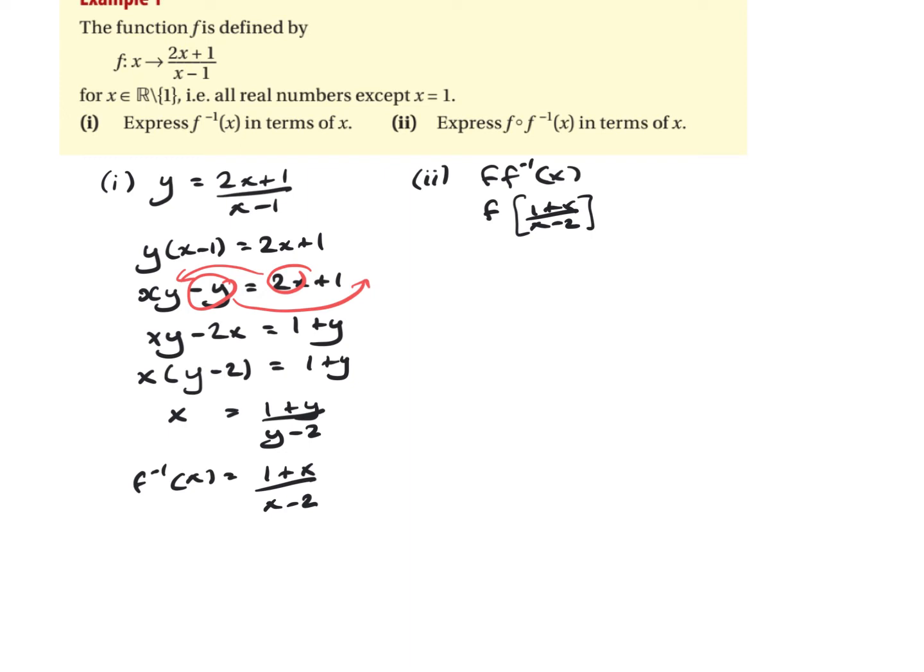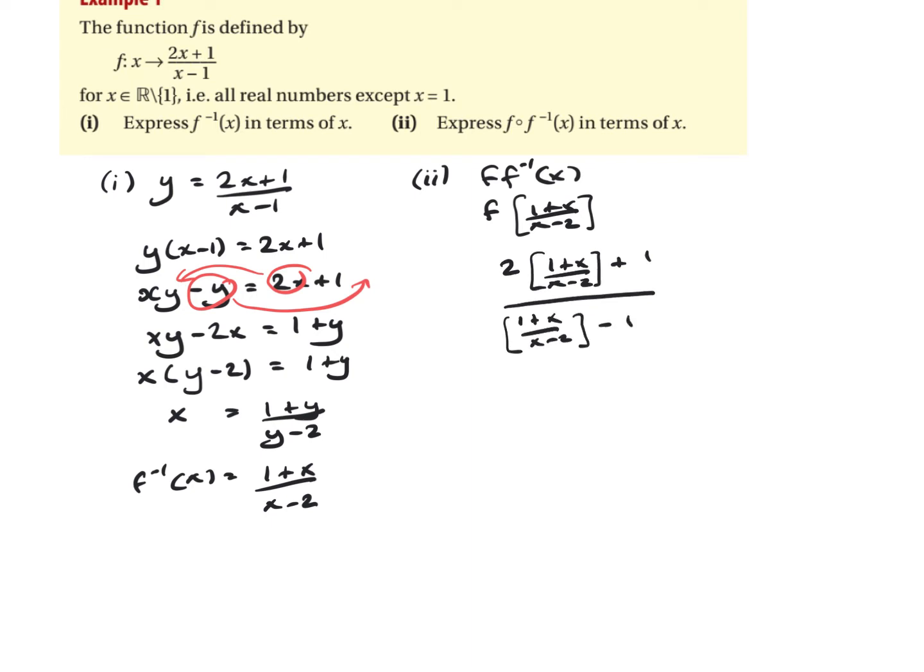So I've got f of x, so we've got 2, and then what we've got to put is the x. So I've got 1 plus x over x minus 2. And I've got plus 1 all over, and I've got x again, which is 1 plus x over x minus 2. Put that in a big bracket for you. And we've got minus 1.